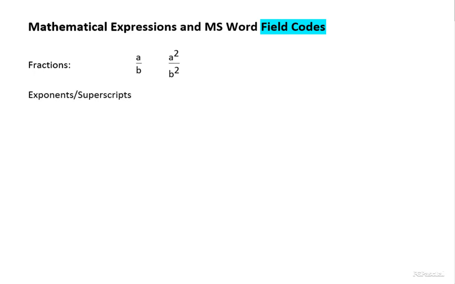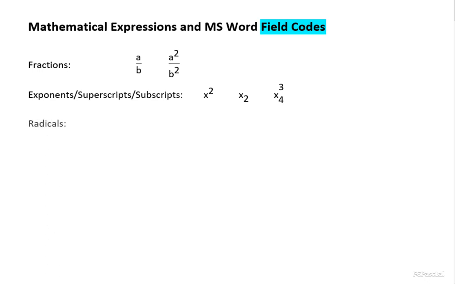The first part covers the code called field codes for the following mathematical expressions: fractions, such as a over b, and a squared over b squared; exponents or superscripts, just as for x squared; subscripts, such as for x sub 2. We'll even throw in raising a subscripted variable to a certain power, such as cubing x sub 4.